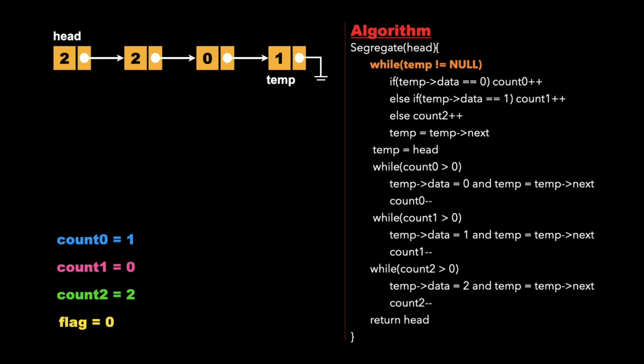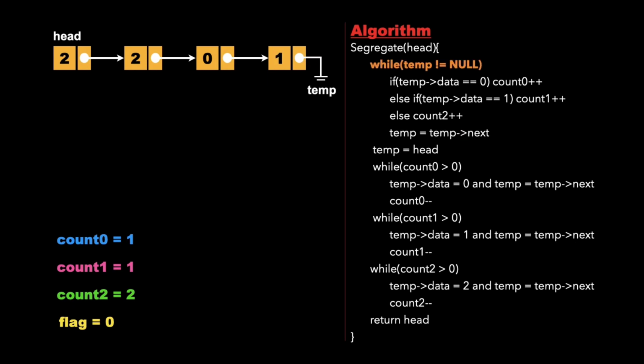We check whether temp is not equal to null, which is true. And this time we are in the else part. So we check whether temp of data is equal to 1, which is also true. So we update the value of count1 as count1 plus plus. And finally, temp is equal to temp of next. Now temp points to null.